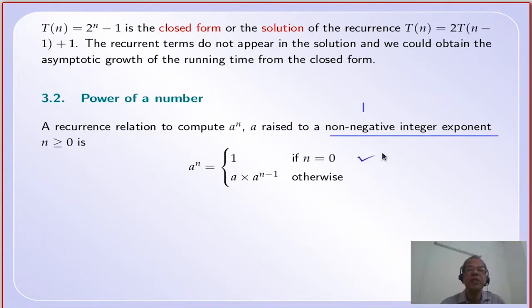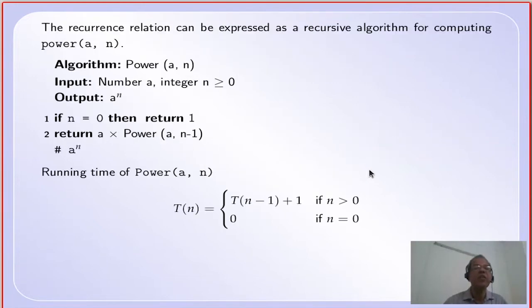Fine, this is easy. What is the recursion step? A power n is equal to a times a power n minus 1. The input size is n here, and the input size is n minus 1 there, strictly smaller, 1 less than the input size. Therefore, this is a good recursive definition. Translate that into a function. What is the running time?